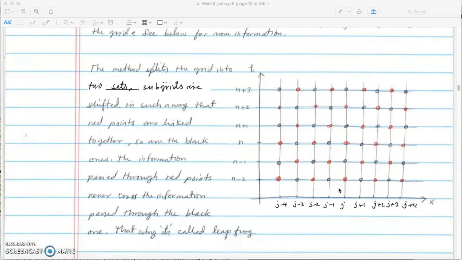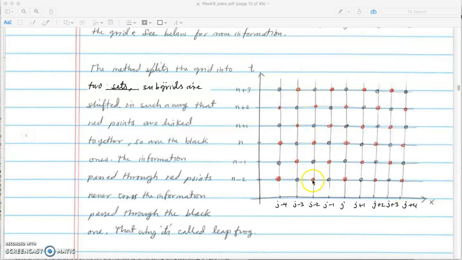So what we saw is that the information that we get from the red never uses the information that we get from the black, and vice versa. In other words, the information passed through the red points never crossed information passed through the black points. And that's why it's called Leapfrog, because the information jumps from this red point to that point, and then from this red point to that point, and so forth. And then from the black point, the information jumps from here to here, and from here to here.